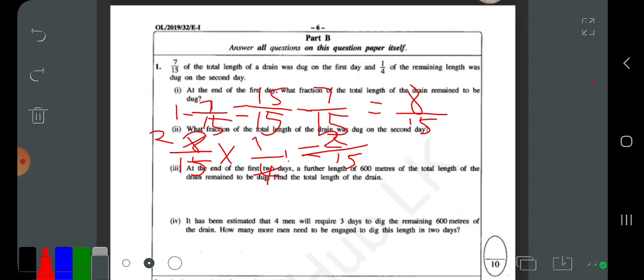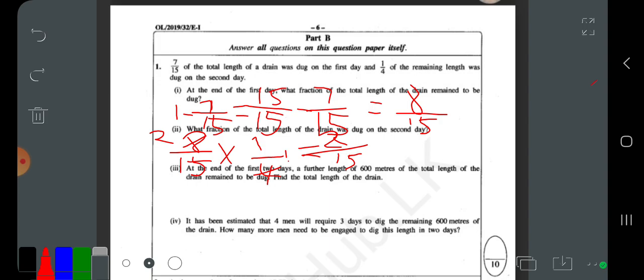At the end of the first 2 days, a further length of 600 meters of the drain remained to be dug. Find the total length of the drain. Right, so the remaining part we have to find. How will you find the remaining part? The total I told you already. First day they dug 7/15th, and the second day they dug 2/15th.